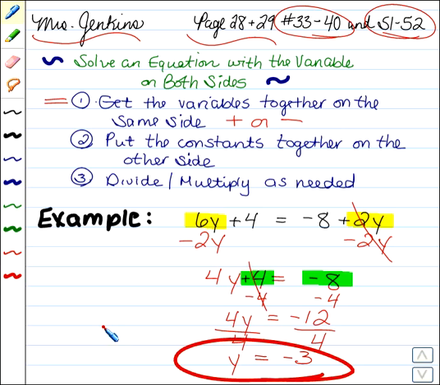When you're working with a problem like this, the main goal is to get the variable, in our example y, all by itself. To do that, you're going to have to get them on the same side by adding or subtracting the whole term. Then get your constants on the other side, and you can divide or multiply as needed. Following those 3 steps and doing those in problems like this should help you out good.